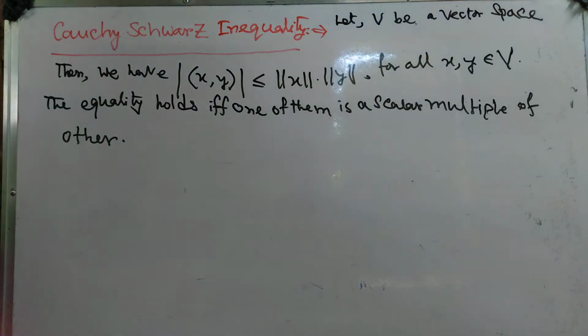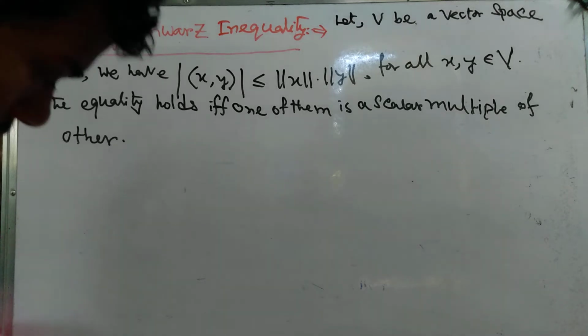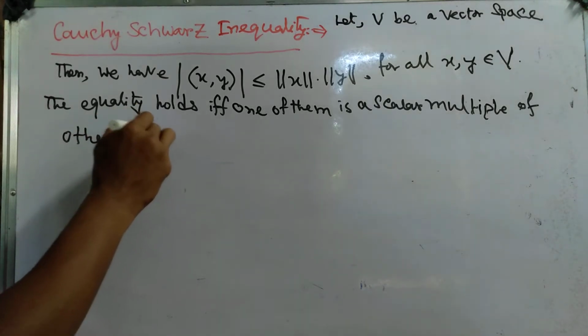Let V be a vector space. Then we have the modulus of the inner product of x and y is less than or equal to the norm of x multiplied by the norm of y, for all x, y belonging to V. The equality occurs if and only if one of them is a scalar multiple of the other. Now we prove this.